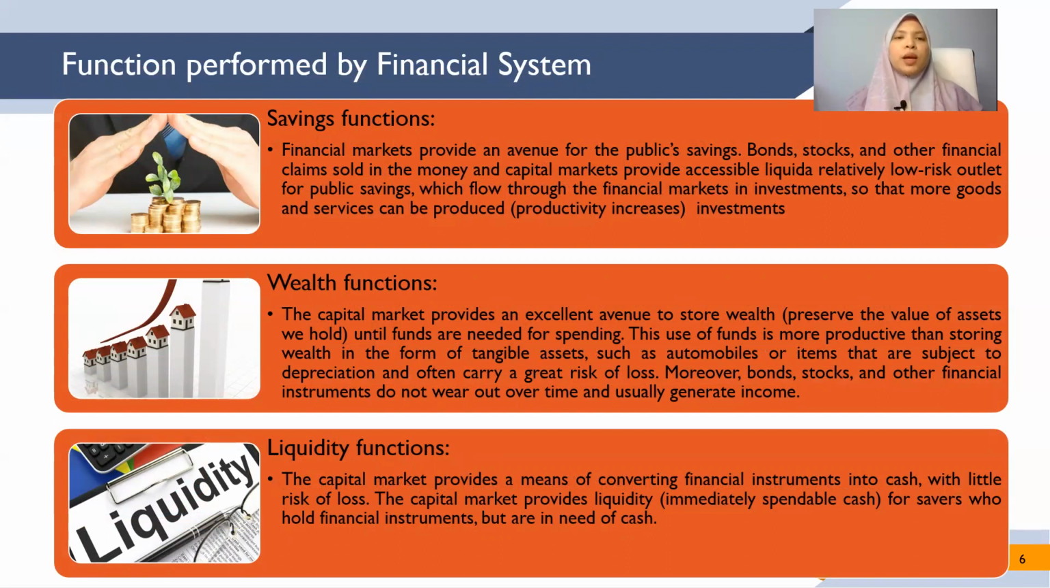So by using the wealth function, we can reduce the risk of depreciation of our money and also our asset. And then we have a liquidity function. Capital market provides converting financial instruments into cash with little risk of loss. Capital market provides liquidity for savers who hold financial instruments but are in need of cash. So this is the platform for liquidity.